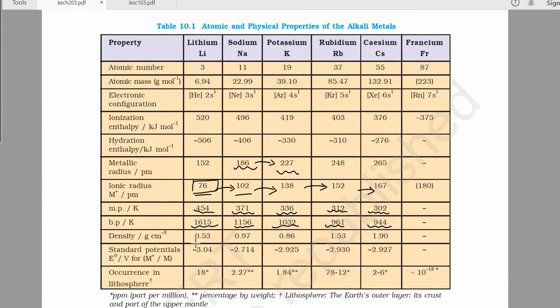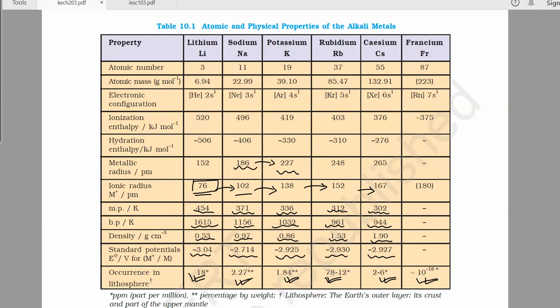Next is the density. Here lithium is having 0.53, 0.97, 0.86, 1.53 and 1.90. The standard electrode potential, lithium is having minus 3.04, minus 2.714, minus 2.925, minus 2.930, and minus 2.927. Occurrence in the lithosphere, it is having 18 percent, 2.27 percent, 1.84 percent, 78 to 12 parts per million only, and 2 to 6 parts per million only, and less than 10 to the power minus 18. Very, very low presence there will be for francium.